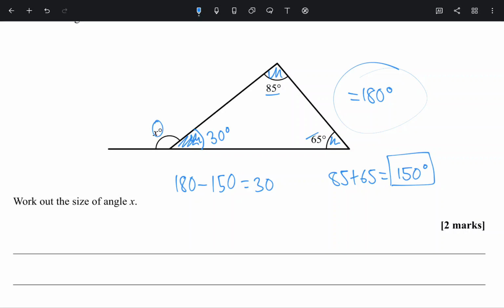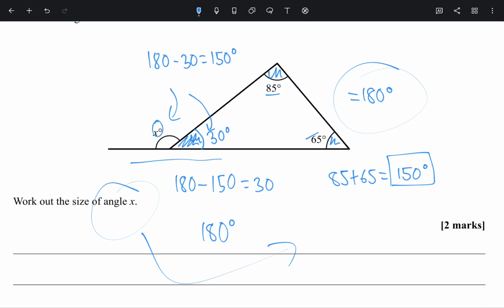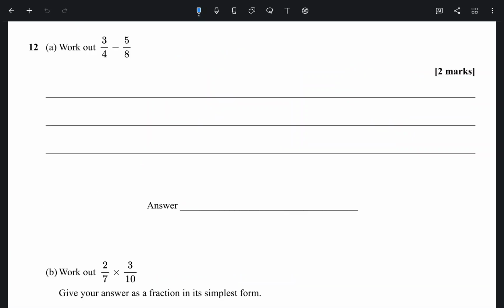We know x is on a straight line, as you can see here. Angles on a straight line, again another rule that you need to remember, equal 180 degrees. We already know this part is 30, so all you do is 180 take away 30, which gives us 150. So the angle for x here would be 150 degrees, and that's that. If you showed your working out like that, you would get your 2 marks. And again, these are some common questions that you come across.